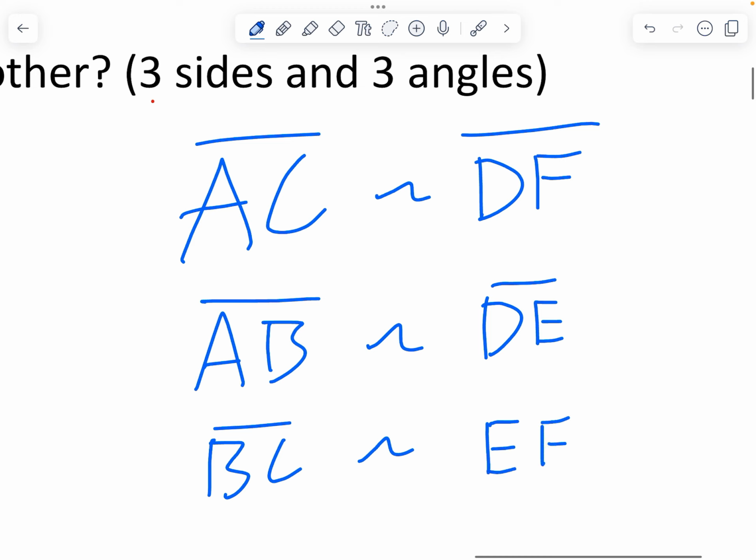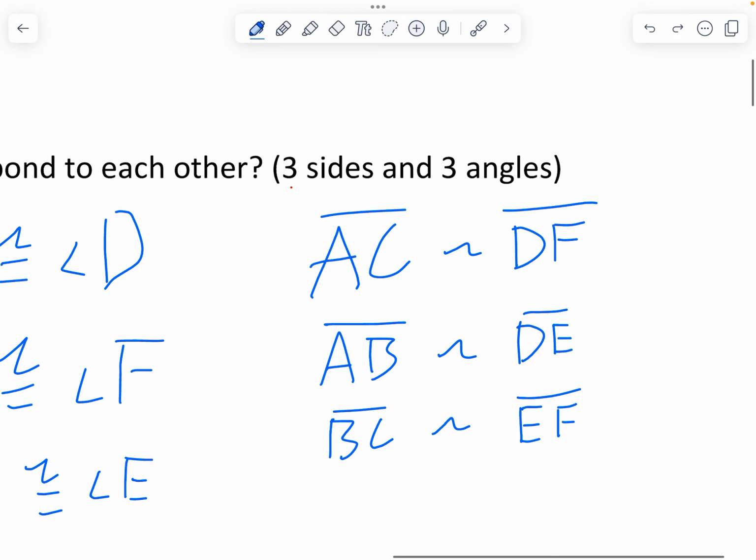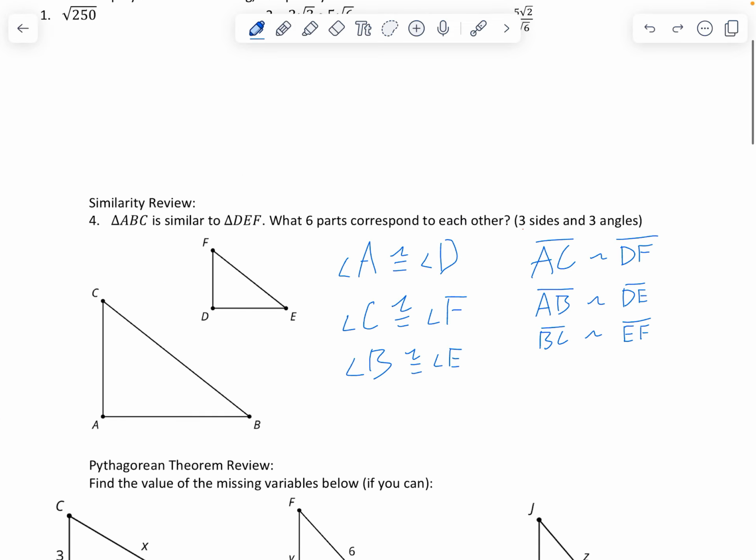So really all these sides are proportional because they all have the same scale factor between them, right? So this could be a scale factor of 2. That means every side is getting twice as big, or it could be a scale factor of 3 or whatever. But we know that they're all the same, right? So whatever you multiply DF by to get to AC, that'll be the same thing that you multiply DE by to get to AB, and EF by to get to BC, okay? So that's kind of similarity.